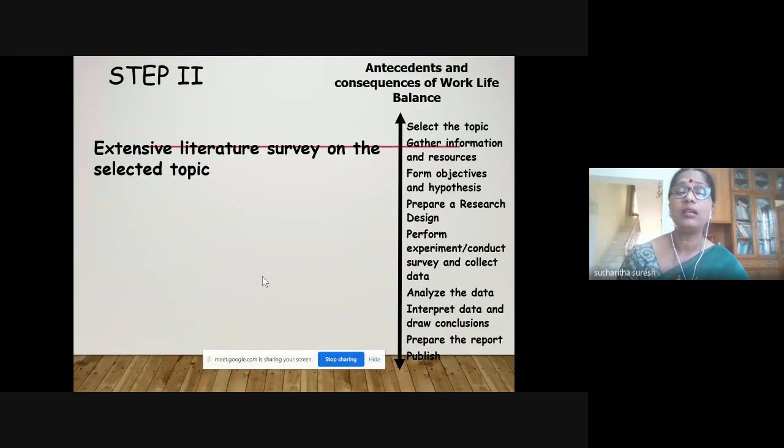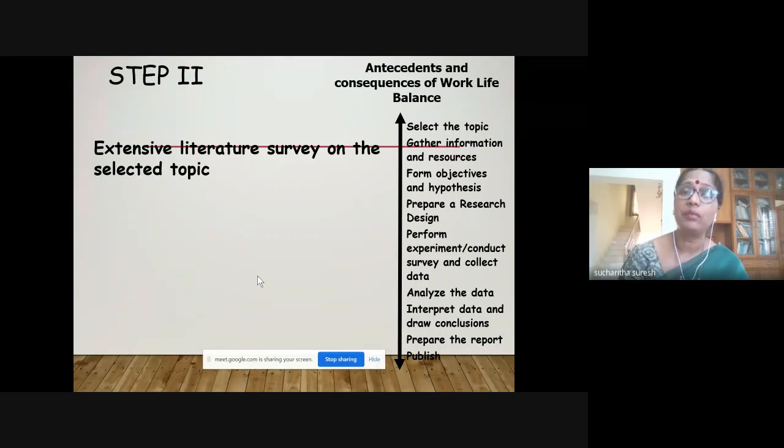Why am I calling it extensive? Because you need to have almost all the studies being done under that area. It is not that you just download them and keep them in a folder on the computer. No, not like that.